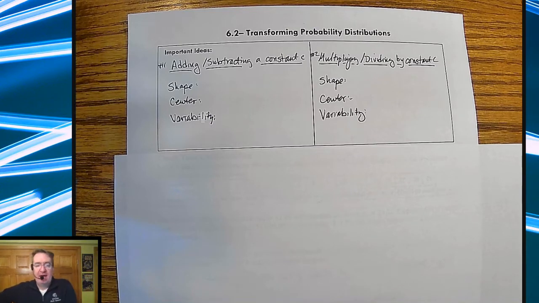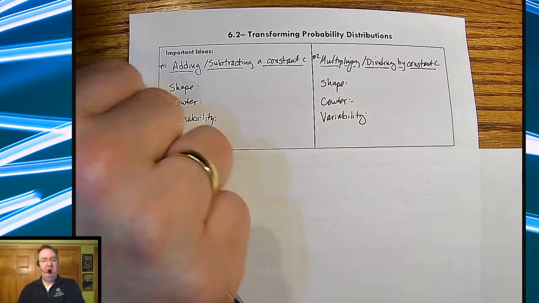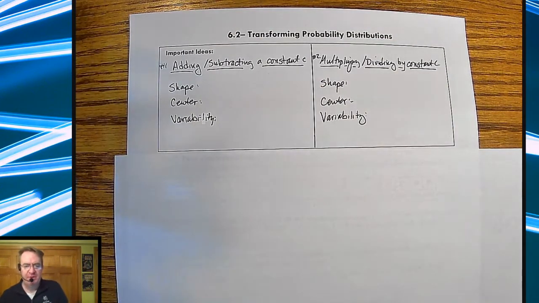Hey, welcome back. We're talking about how probability distributions transform when you either add the same amount to every single piece of data or multiply it out. So we're going to summarize and formalize what's going on here, and then we'll do an example down here.